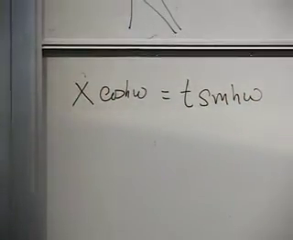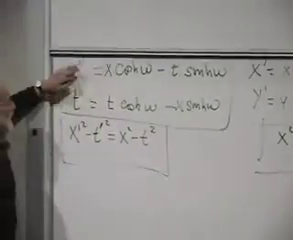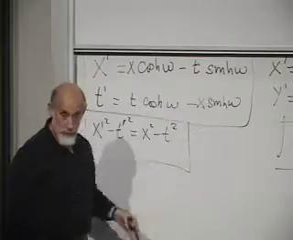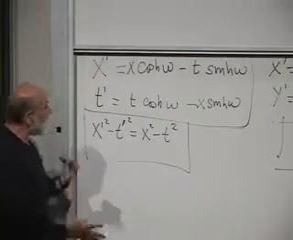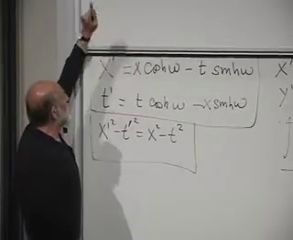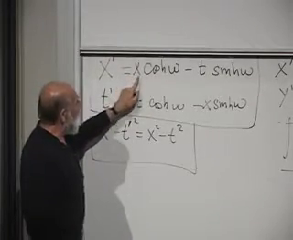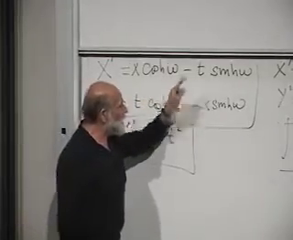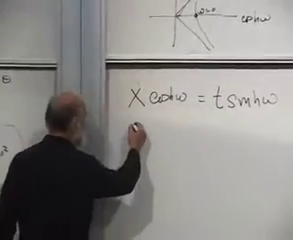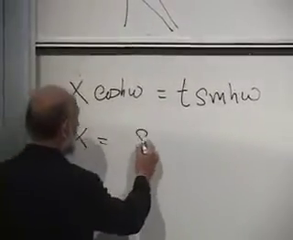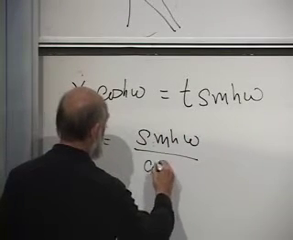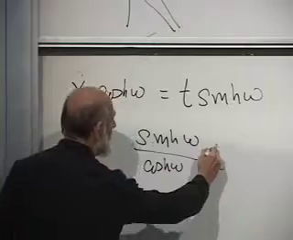X prime equals 0, set this side equal to 0, and that says that x cosh omega equals t sinh omega. So whatever the connection between velocity and omega is, it must be such that when x prime is equal to 0, x cosh omega equals t sinh omega. Well, let's look at that equation. It also says that x is equal to sinh omega over cosh omega times t.